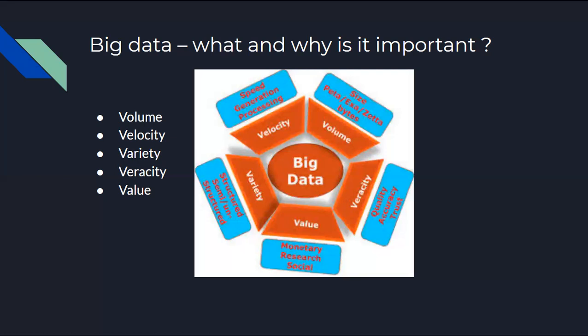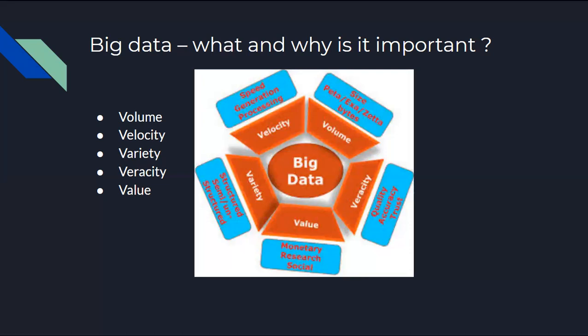Okay. Next comes the velocity. What is velocity? Velocity means the speed at which the data is being generated. How much data is being generated per hour, per second, per minute. The speed with which the data is getting generated is called the velocity of the data. That is also very important, because the data is being generated very fast, so we need to have the capacity to process it really fast. Otherwise, all the data will get accumulated, and we will not be able to process it in time for it to be useful.